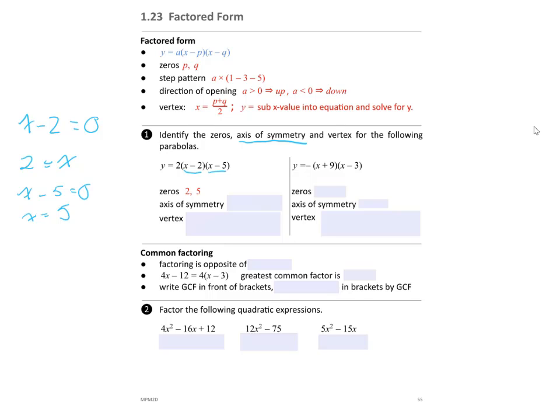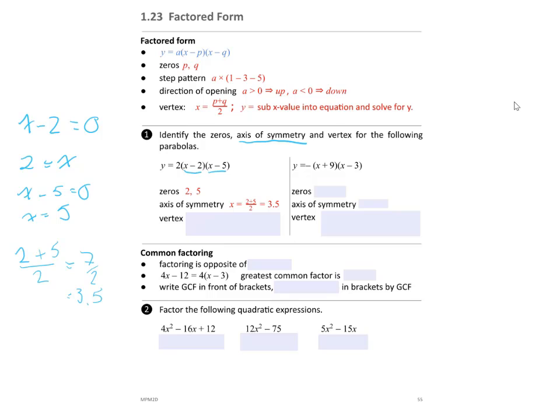Axis of symmetry, well, I take 2 plus 5 and divide by 2. You get 7 over 2, or 3.5. So it should be x equals 3.5 or x equals 7 over 2. There it is there, x equals 3.5.